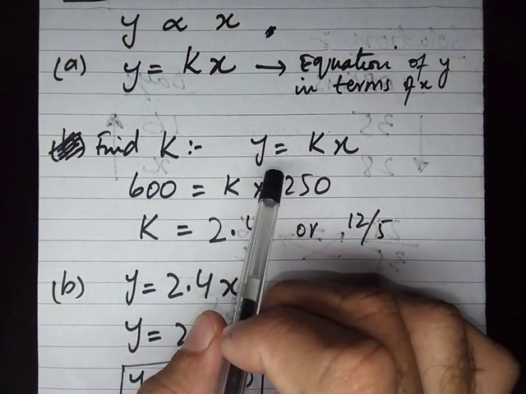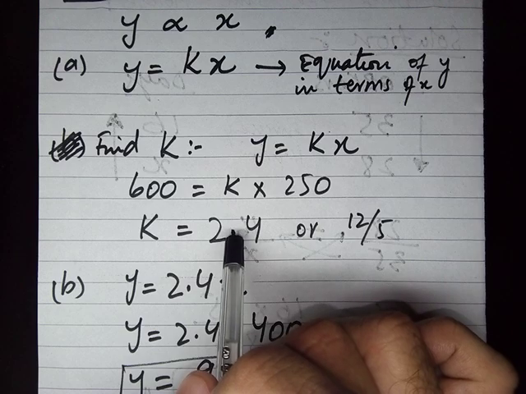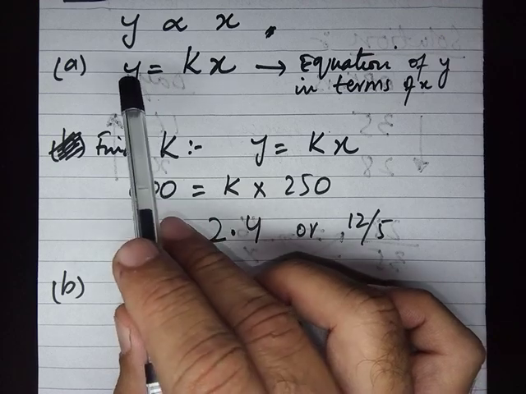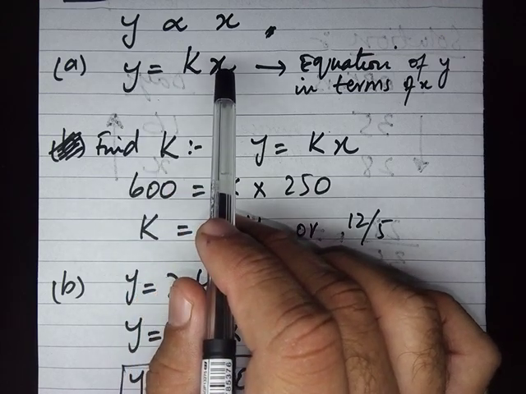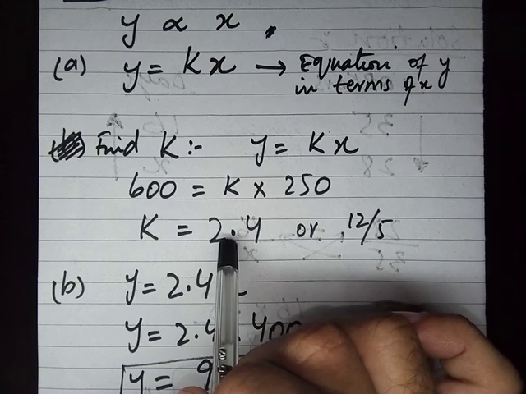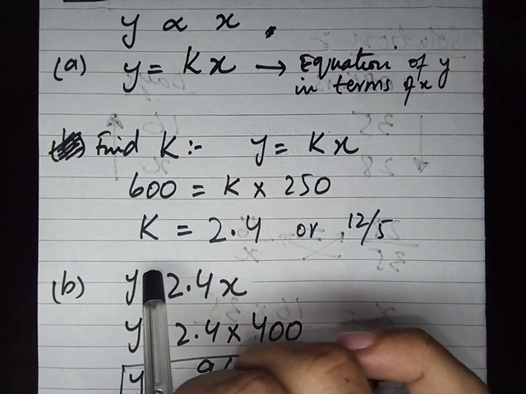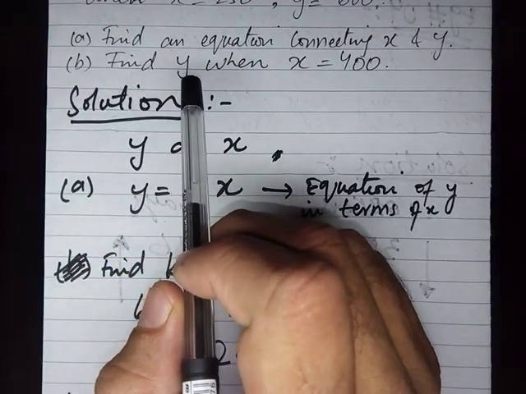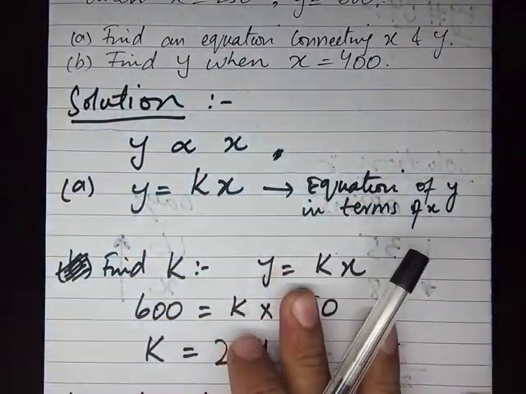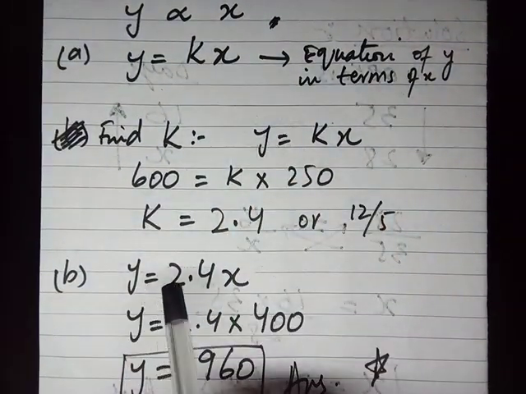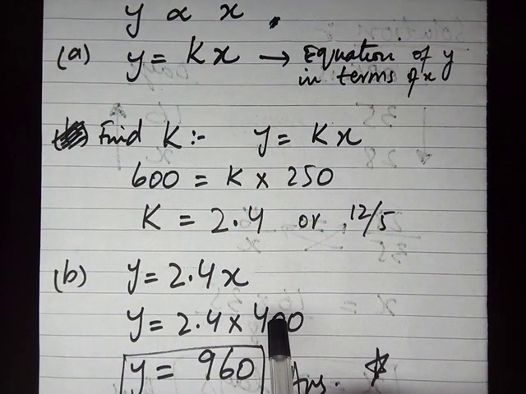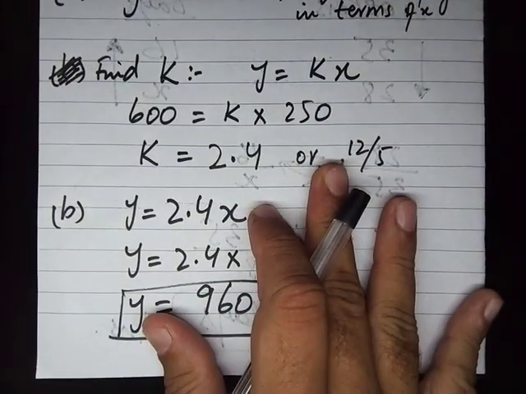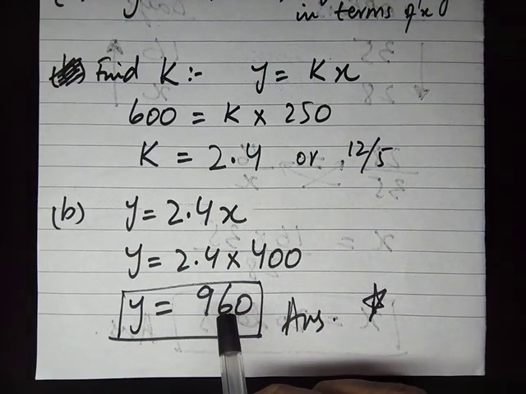So when I have the value of k, I will put the same value in this equation. So my equation will be y equals 2.4x, right? When I have the value of k, I can easily find the value of y. As you know, the question is asking me to find the value of y when x is 400. So I will put the value of x, which is 400, in this equation. When you multiply 2.4 by 400, the value of y is 960.